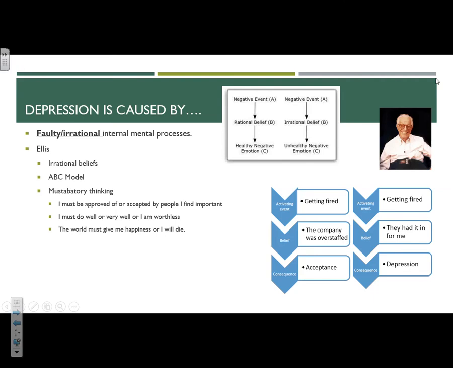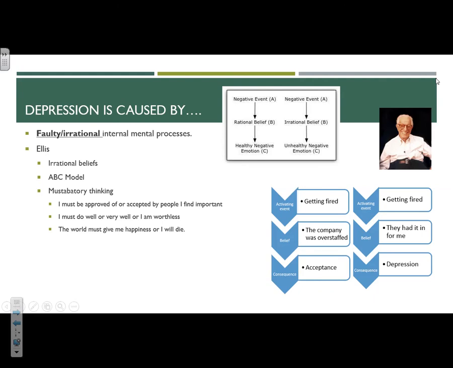Somebody else, their activating event is getting fired. However, because their cognition, their belief is irrational, they think: they had it in for me. It was all their fault. They wanted to get rid of me. They always hated me from the start. Then that's going to lead to, rather than acceptance, depression, which is the consequence of those irrational thoughts.